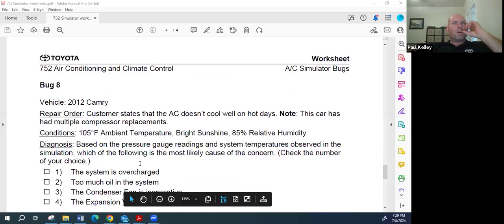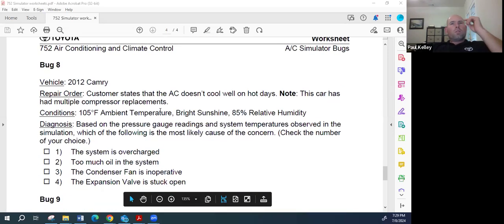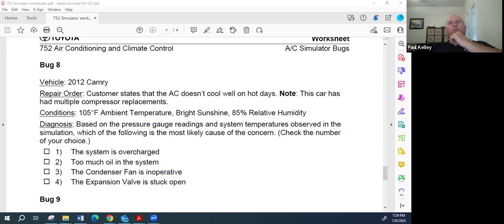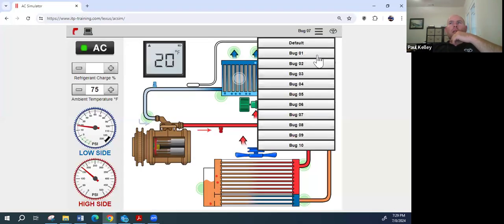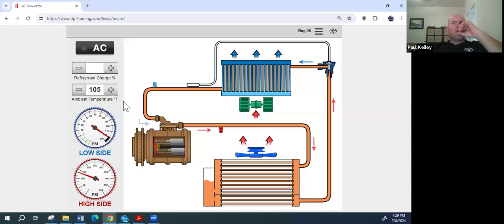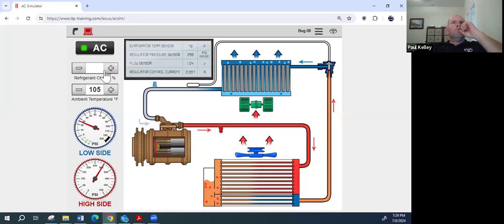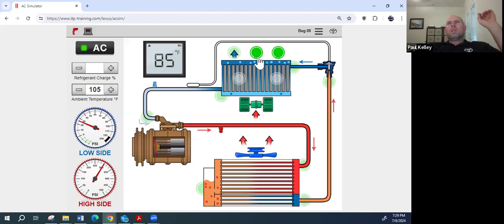Now let's jump to 7. Sorry, that was 7. 8. 2012 Camry AC doesn't cool well on hot days, and it's had multiple compressor replacements. Okay. Interesting. Let's pull it in. Alrighty, well, we got ourselves a hot day at 105. AC on, temp gun, it's blowing 85. Now 85 is better than 105, but 85 sucks.